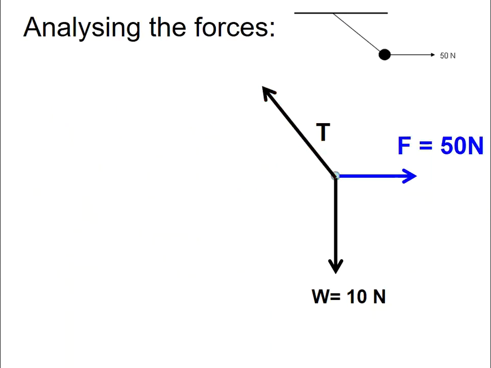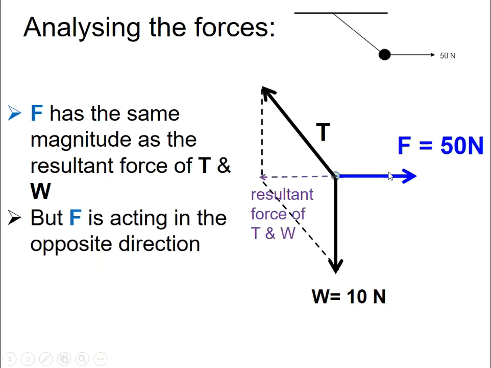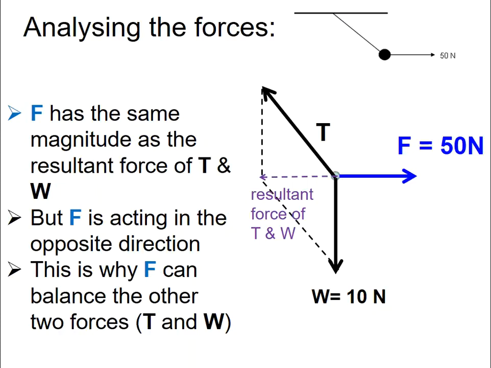Now, if you look at the horizontal force, this horizontal force actually has the same magnitude as the resultant force of T and W. But F is in the opposite direction of the resultant force of T and W. In line with Newton's first law, the sphere will be at rest because the overall resultant force, F, will balance T and W in that sense.